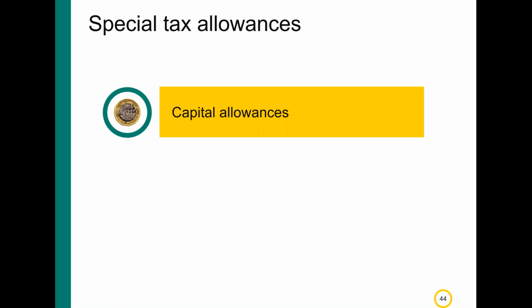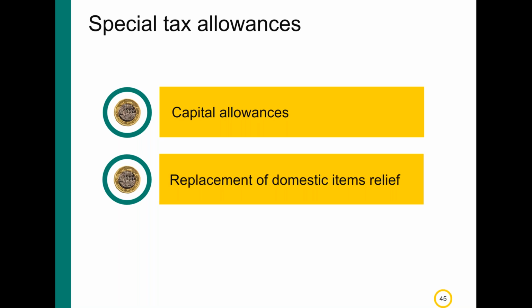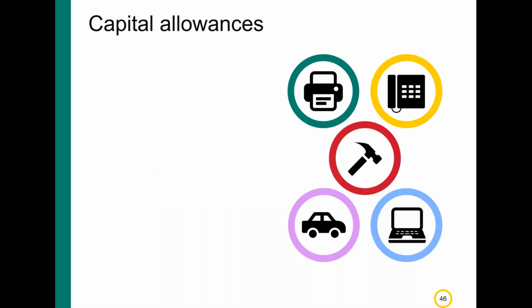And there are special tax allowances you may be able to claim for some capital expenses. They don't include the land or buildings. The two main allowances are capital allowances and the replacement of domestic items relief. Now we'll cover the replacement of domestic items relief a little later, but we'll start with capital allowances. And you may be able to claim capital allowances on the costs of some capital expenses. For example, a vehicle you use in the property rental business.